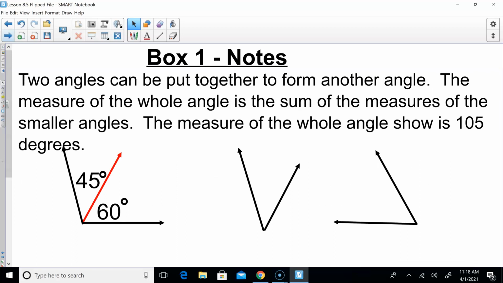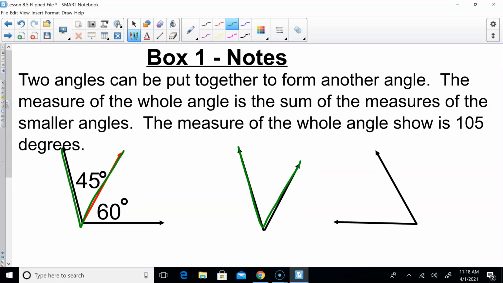Now here's something new to add to your notes for today: two angles can be put together to form another angle. The measure of the whole angle is the sum of the measures of the smaller angles. The measure of the whole angle shown is 105 degrees. So notice you have this one right here, which is your 45 degree angle. And this one right here is your 60 degree angle, even though it's spun around. So we spun it around to be this one.